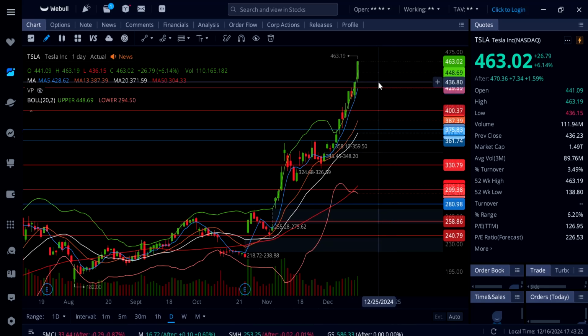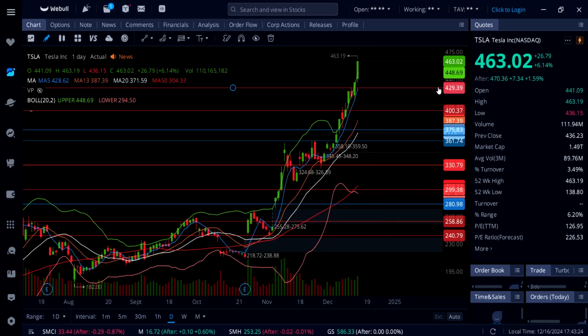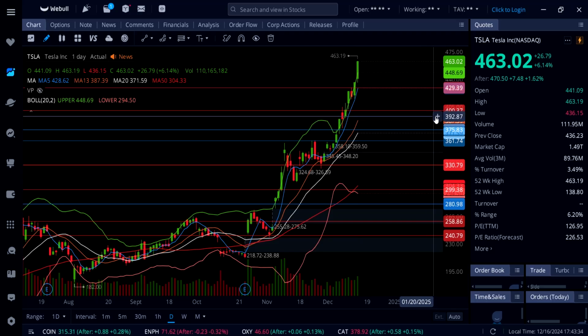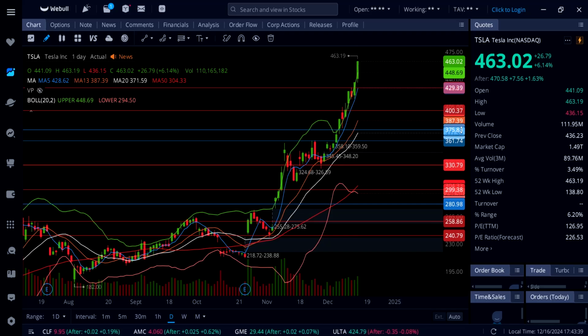Underneath that level, there will be support at 436, 429, and only if that gives up can we possibly talk about a drop down to 400. It's nowhere near 400, so I'm not even going to go there unless there is a $70 drop, which can happen on Tesla. Don't bet on it, but it can happen. So watch out for that.